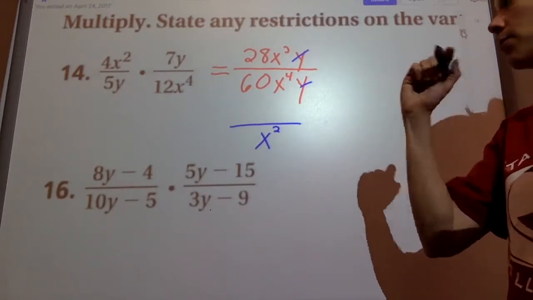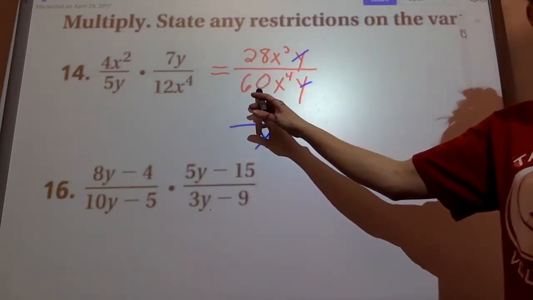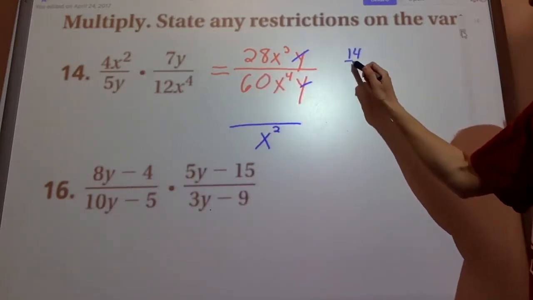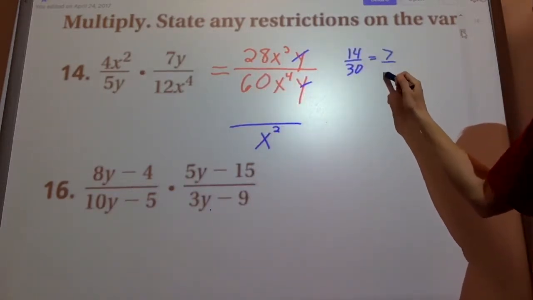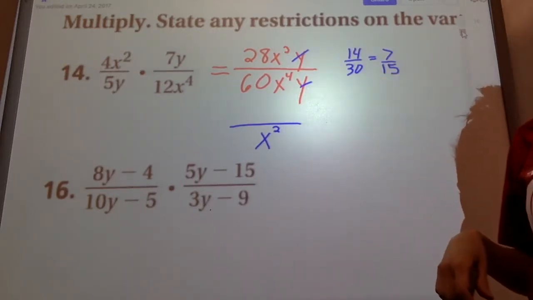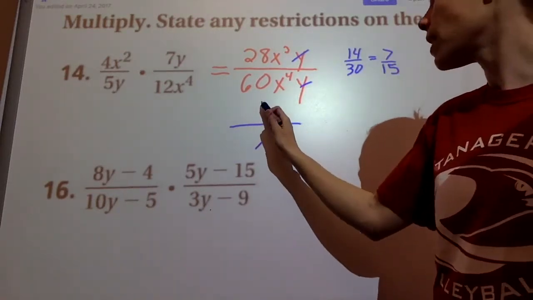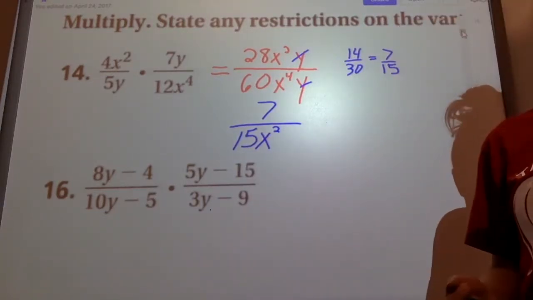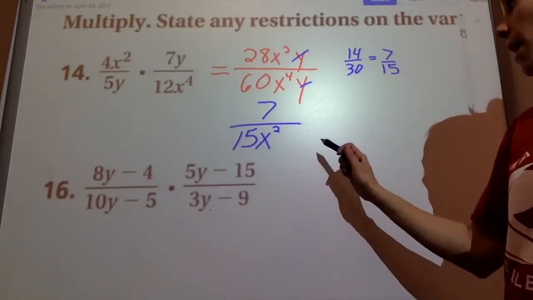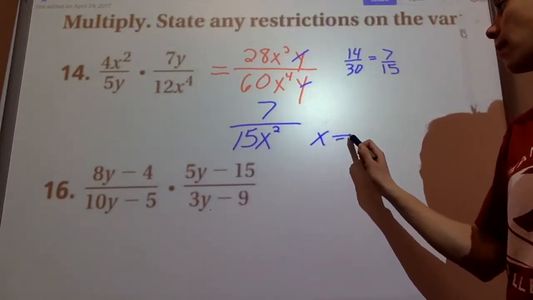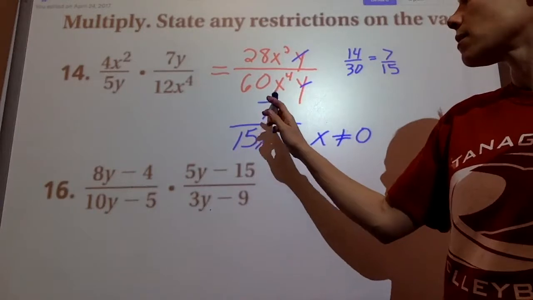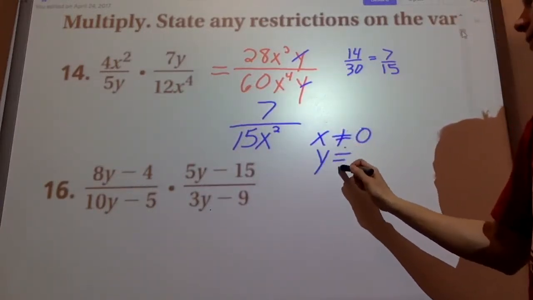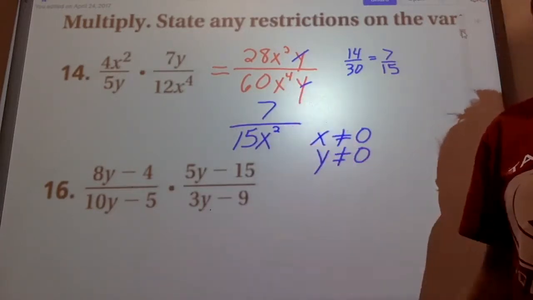And then I need to simplify 28 divided by 60. It simplifies into what? Well, 28, 60, let's see, 14 over 30, which would be 7 over 15, right? If I just divided in half and kept going. So I would have 7 over 15x squared. That would be simplified. But I still need to go back and say x cannot be 0, because that would make the denominator 0. And y cannot be 0, because that would also make the denominator 0.